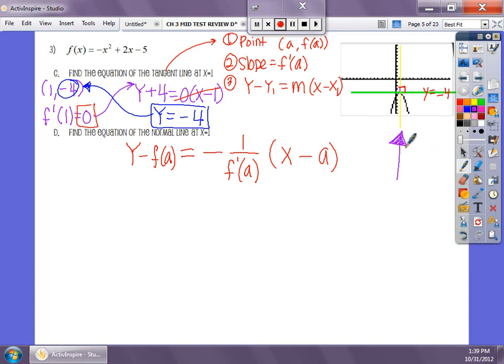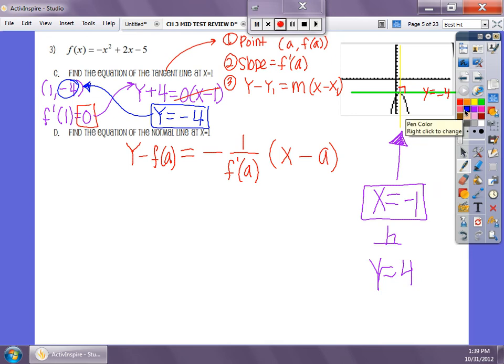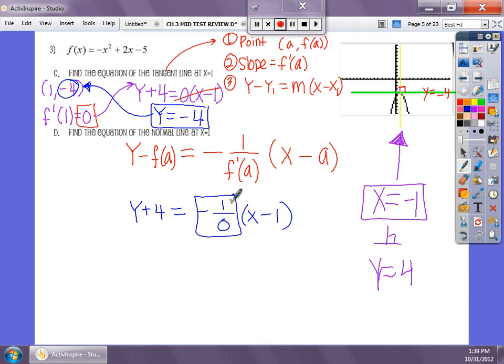The problem is because we have a slope of 0, it makes the normal line kind of funny. It makes the normal line vertical. And so a vertical line always has an x equals equation. And if you look at that line, it's going through x equal to negative 1. So that's the equation of the normal, which is perpendicular to y equals negative 4. Now, if you tried to put the point in and the slope in, we'd actually end up with this mess. And because this is undefined, we can't use this method.